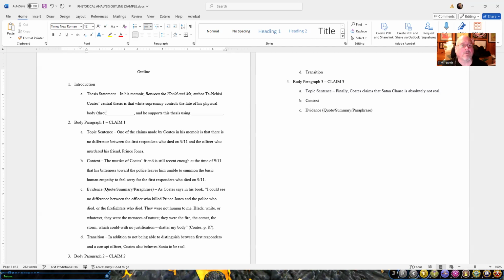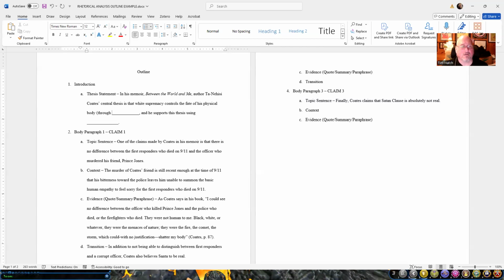Through violence and/or murder and/or imprisonment. Parentheses for you there. And he supports this theme, I'm going to get rid of using, with the effective use of pathos.